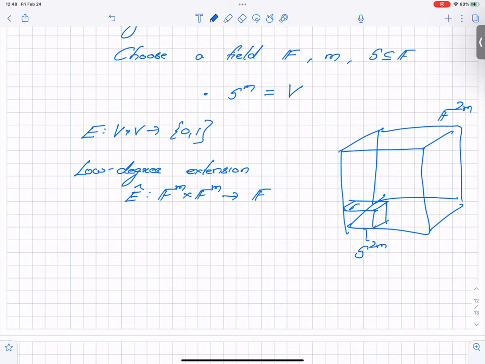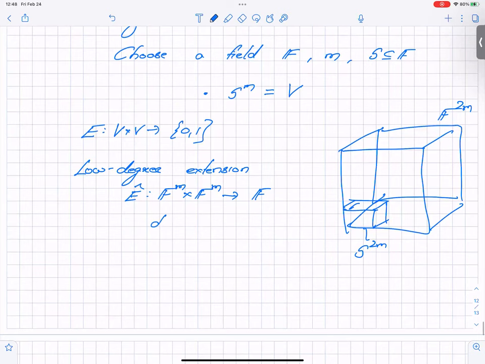There's a natural way to extend this function. There exists a low degree extension such that the degree of E hat in each variable i is less than or equal to the size of S, and E hat on S to the m is equal to E. In fact, there's a unique low degree extension of this one. It also has to do 2m. E hat.